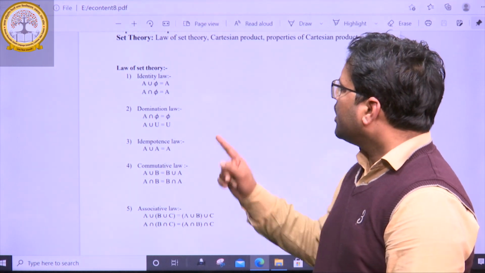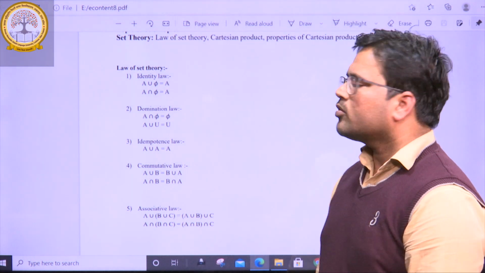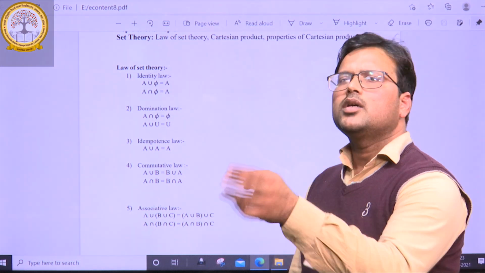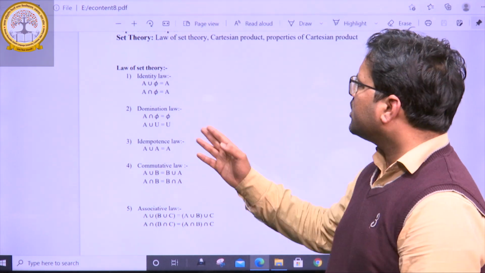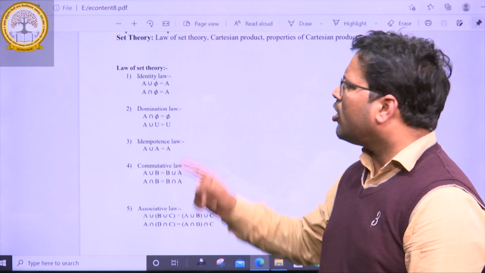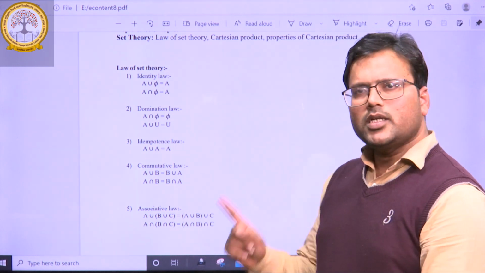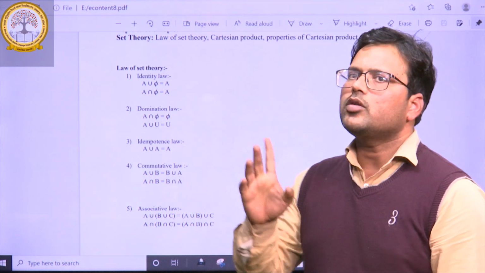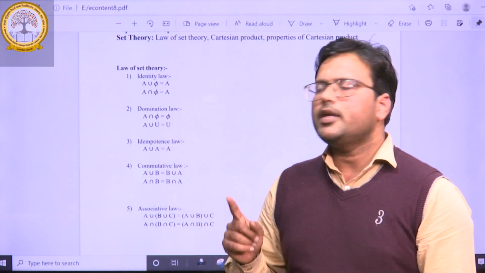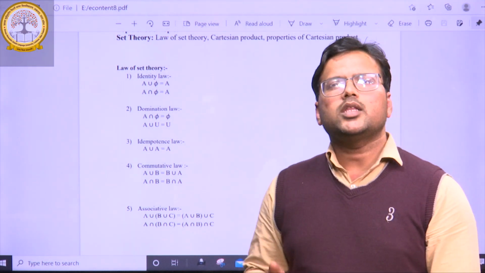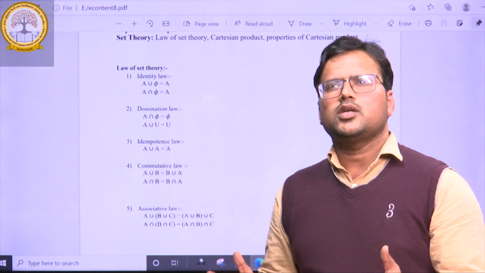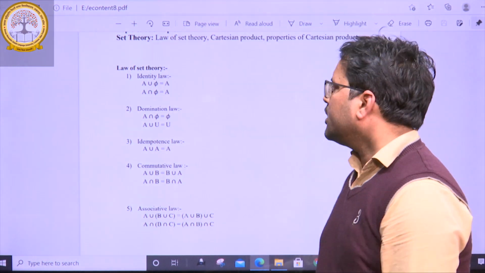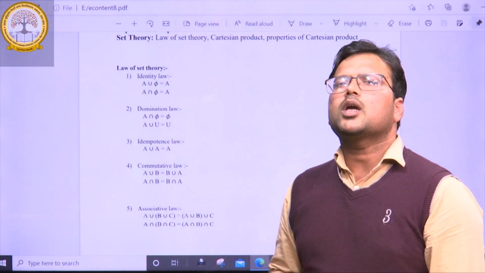The second is domination law. In this we have the intersection operation of a set with phi is always phi, and the union operation of a set with the universal set is always the universal set. And the next one is the idempotence law. In idempotence law, the union operation between two sets is the set itself, and the intersection operation between two sets is the set itself.